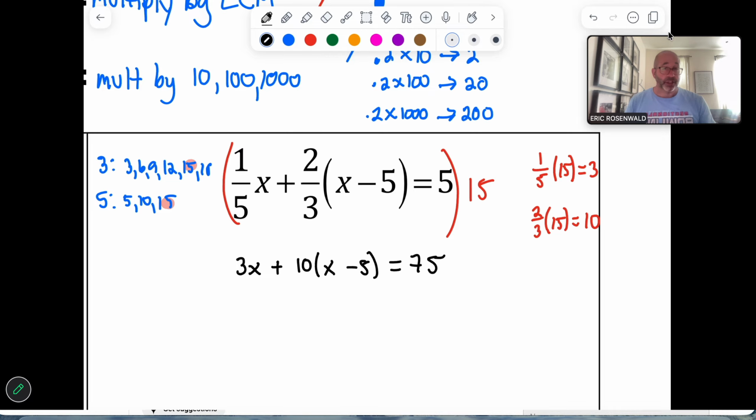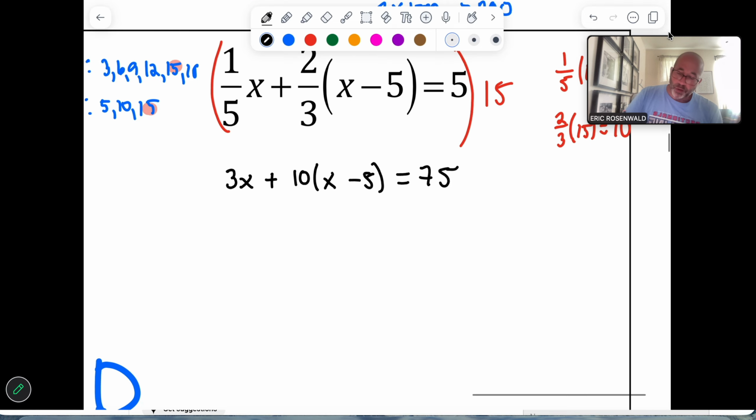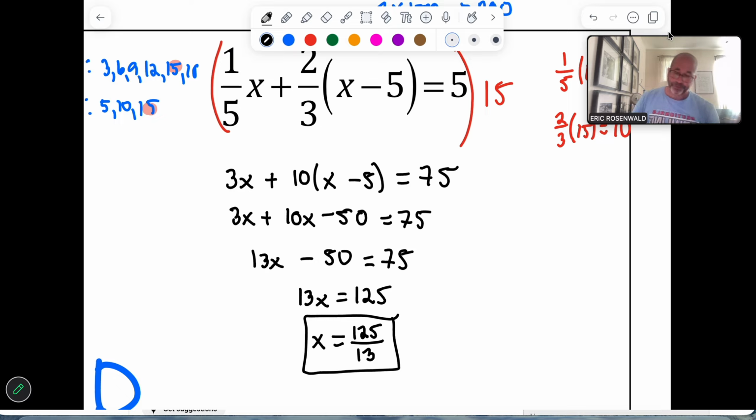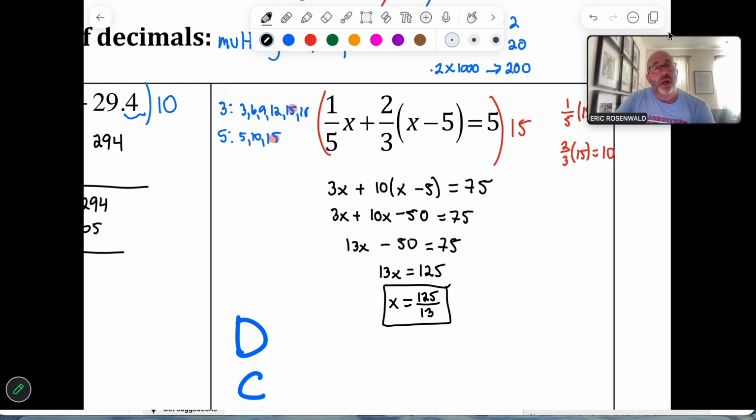And now my problem just looks like your standard equation. So we'll go ahead and distribute. We have 10x minus 50 is equal to 75. We'll combine like terms. We get 13x minus 50 is equal to 75. We will add 50 to both sides, and we get 13x is equal to 125. And then we do 125 divided by 13, which does not divide evenly, but we get 125 over 13 for the final answer there. That's it.